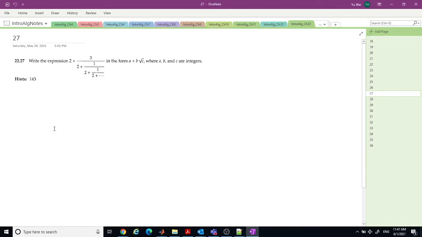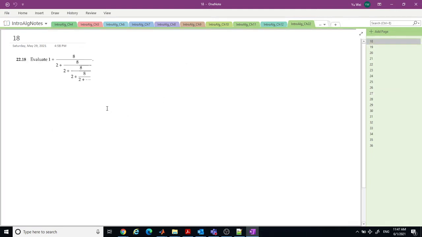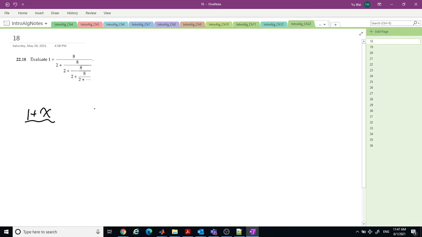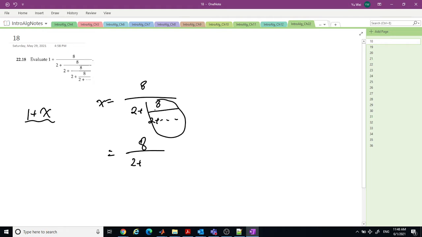Okay, so let's move on to solve the challenge problem of chapter 22, the last chapter. The first question is we want to evaluate 1 plus this one, right? So let's examine it: it's 1 plus x. Now x is equal to 8 over 2 plus 8 over 2 plus forever, right? You can see this section is 8 over 2 plus, and this section is also x. So now let's solve for x.